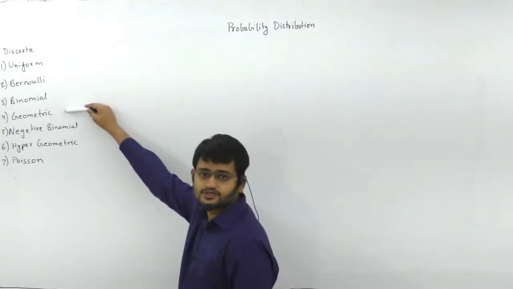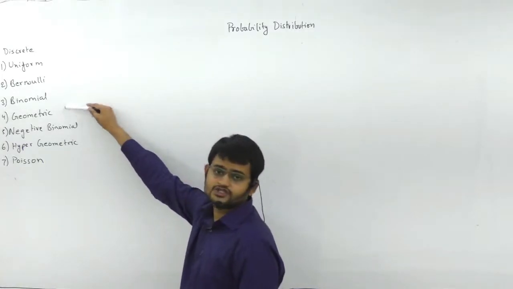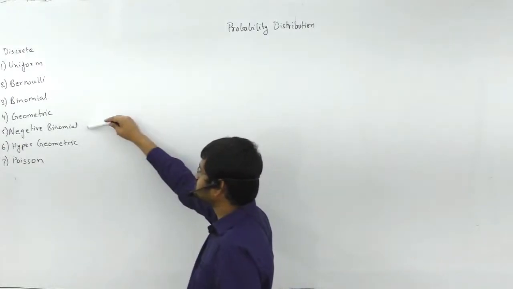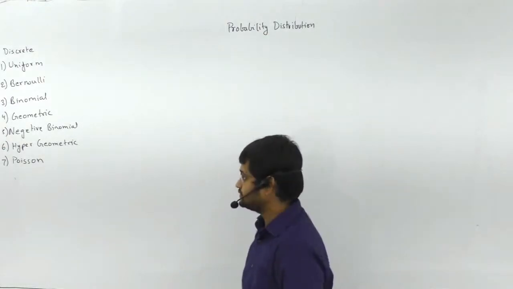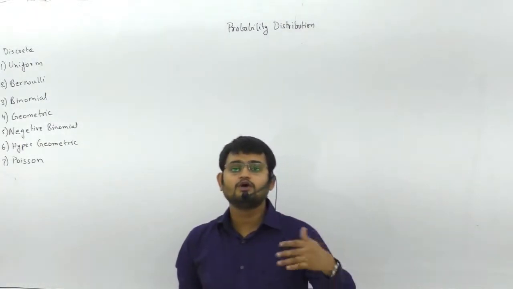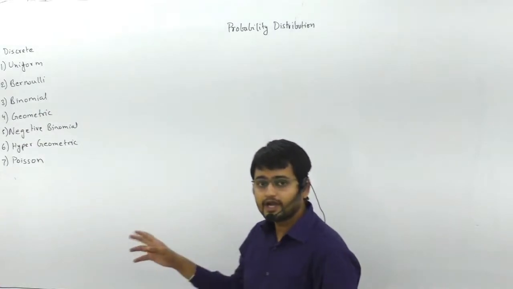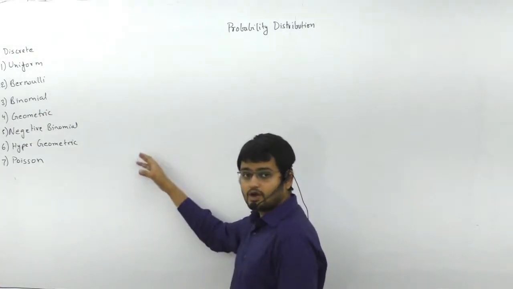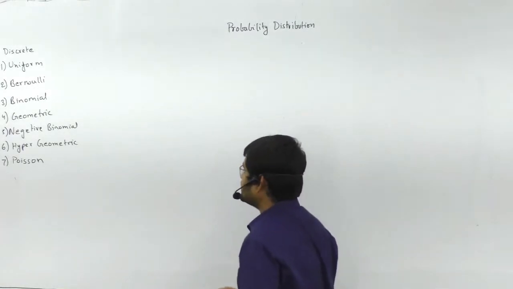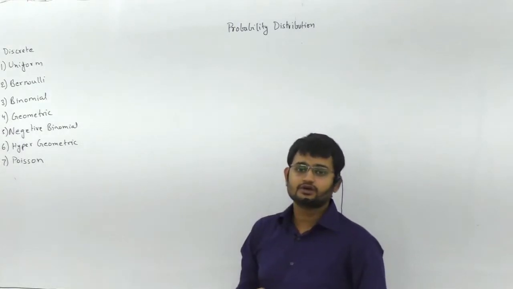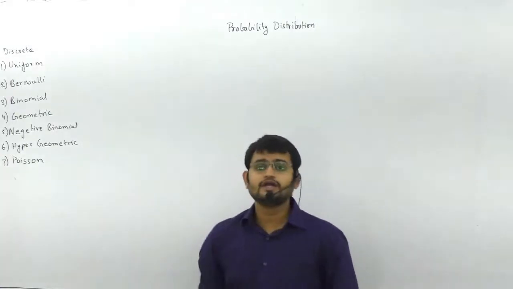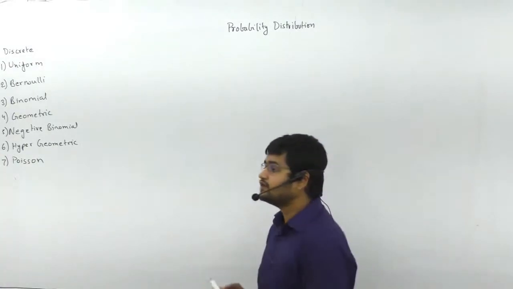Similarly, in geometric distribution, the first being a success or failure does not change the probability of the second or third being a success or failure, and so on for negative binomial also. But in hypergeometric, the probability of the next being a success or failure changes depending on whether the first is a success or failure. Now, when we have such distributions where the trials are not independent, we need to know what kind of relations they have.